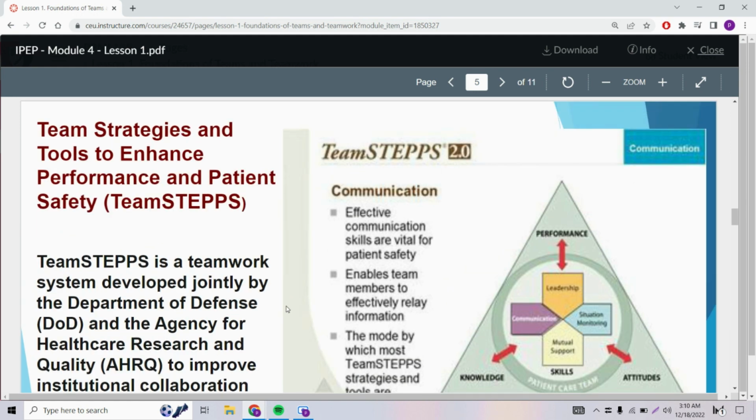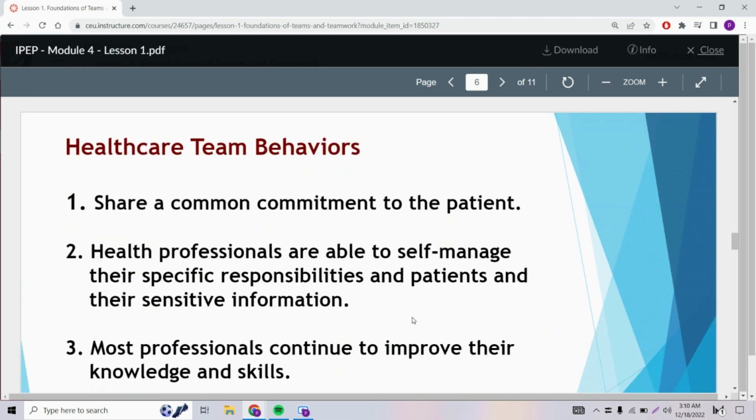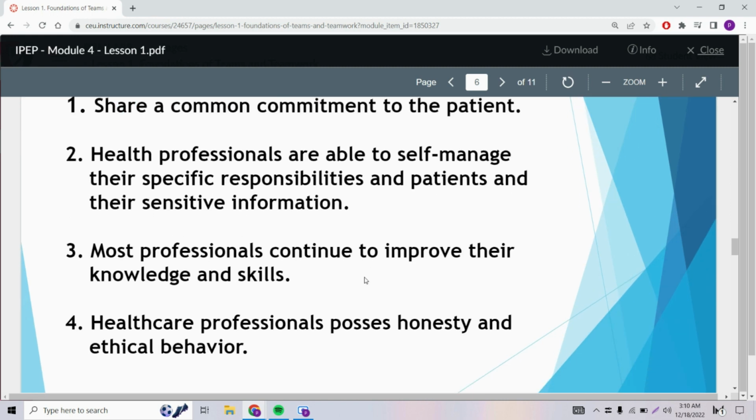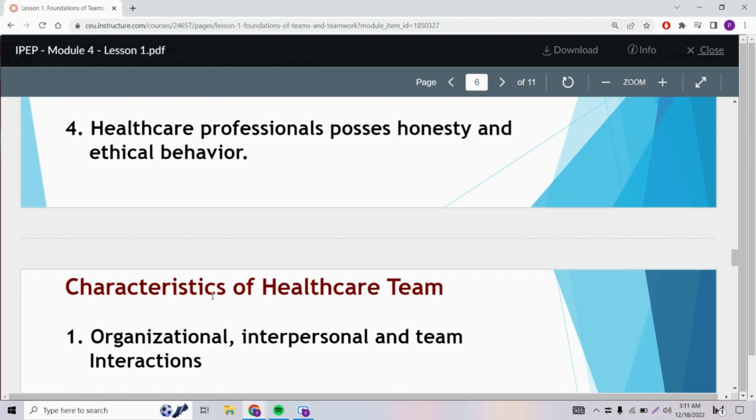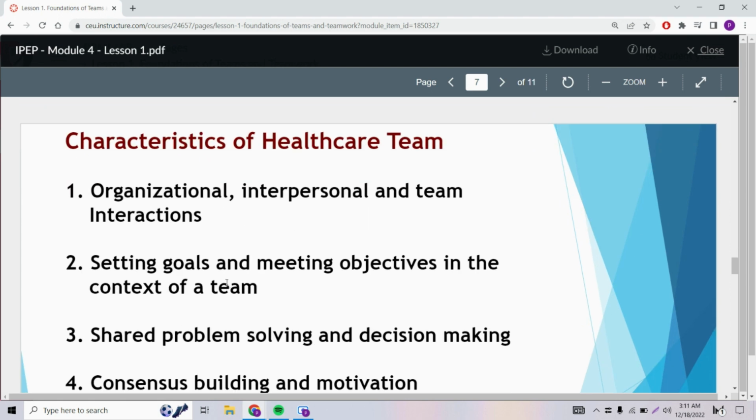Now, the TeamSTEPPS would include effective communication skills, which are vital for patient safety and enable team members to effectively relay information, the mode by which most TeamSTEPPS strategies and tools are executed. Now, healthcare team behaviors, class, should include a shared common commitment to the patient, able to self-manage their specific responsibility. Most professionals continue to improve their knowledge and skills, and healthcare professionals would possess honesty and even ethical behavior. Now, the characteristics they need to be organizational, interpersonal, and team interaction.